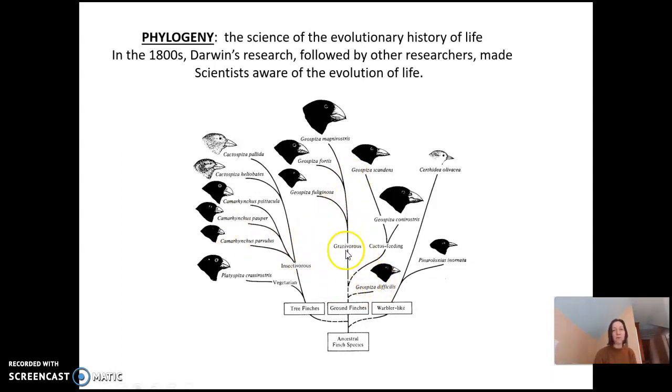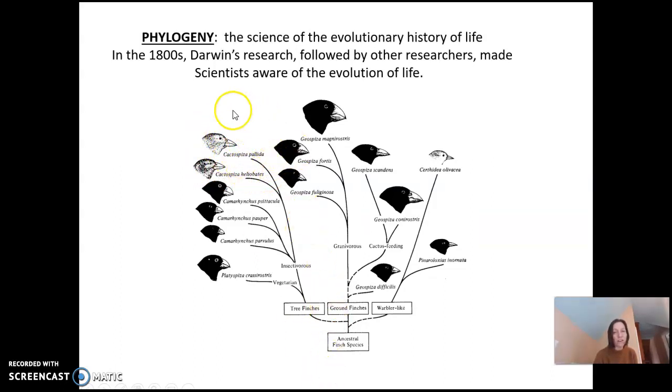Okay, same thing happens with ground finches. We have separation of different groups and species. But in phylogeny, when we organize our species into a tree like this, you can see there are branches. And so each branch contains organisms that are related to some extent.